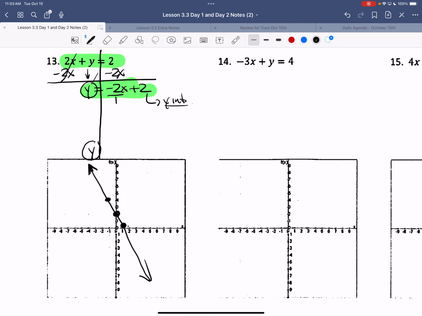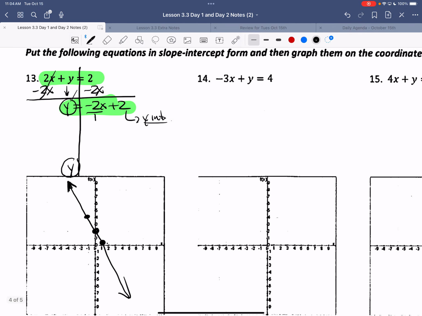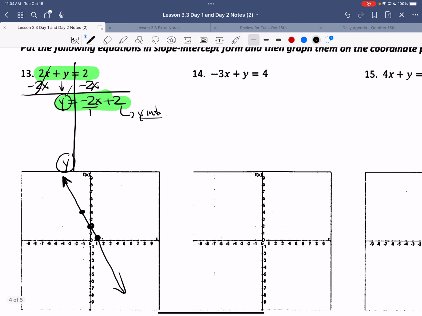Okay, so graphing it is the exact same way we did on Friday. We're not changing how we do it, but we just have to do an extra step to get to the slope-intercept form. Okay, let's do number 14, and then I'll let you guys try one. So number 14, I'll draw my line.